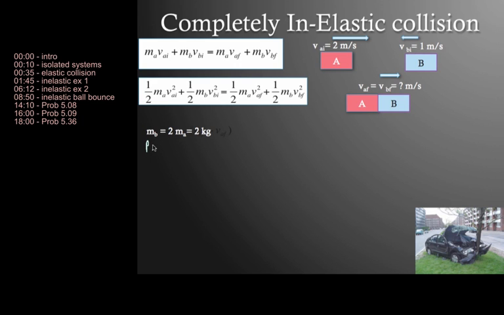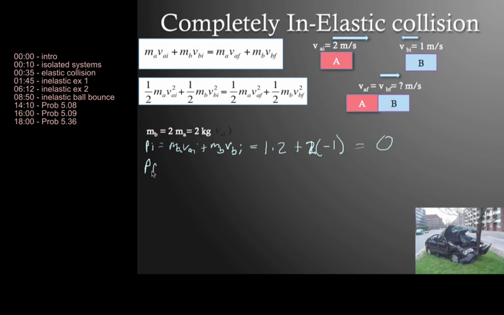So our initial momentum is going to be MA VA initial plus MB VB initial. A is moving to the right, so that's 1 times 2. B, however, is moving to the left. His mass is 2 kilograms, sorry. But he's moving to the left, so we have to remember to put a minus 1 here. So we're going to end up with 0 as our initial momentum.